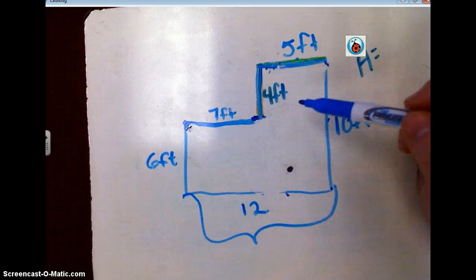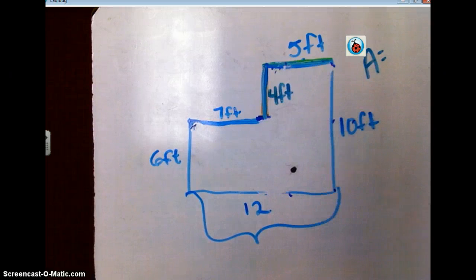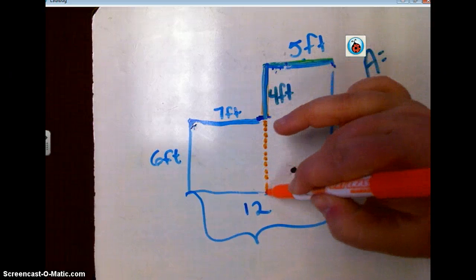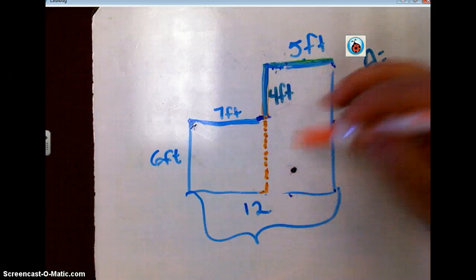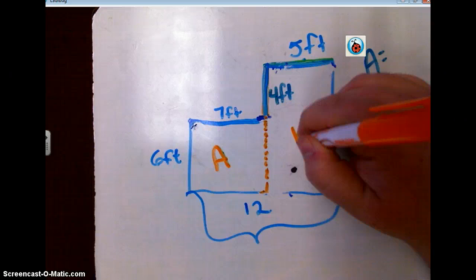Okay? I can do this one of 2 ways. The first way, I'm going to do in orange for you. Okay? So I could decide, oh, I want to cut my shape into 2 different shapes right here. Okay? I want to draw that down. Now I have shape A and I have shape B.